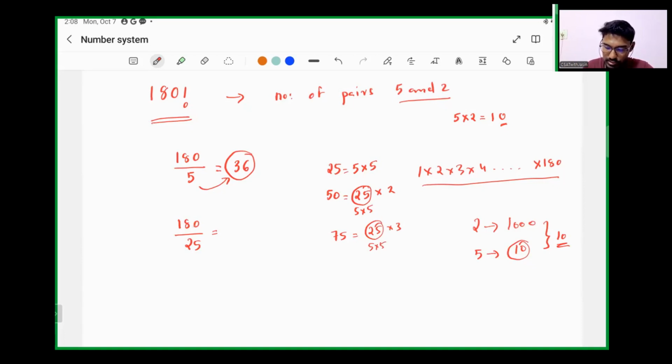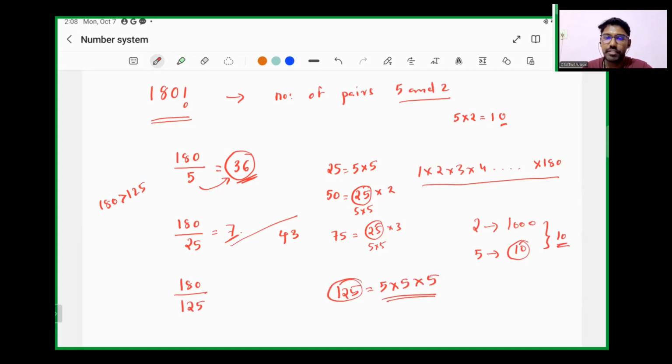So divide 180 by 25 and you will get 7 point something, so you get 7. That means now a total of 43 fives are there, this 36 plus this 7. But it's not the end. Now you need to divide 180 by 125, because 180 is greater than 125. Why 125? Because 125 is 5 into 5 into 5, so there are three 5s in 125. So 125 we need to count as 3. Here we find the number of multiples of 125 in 180.